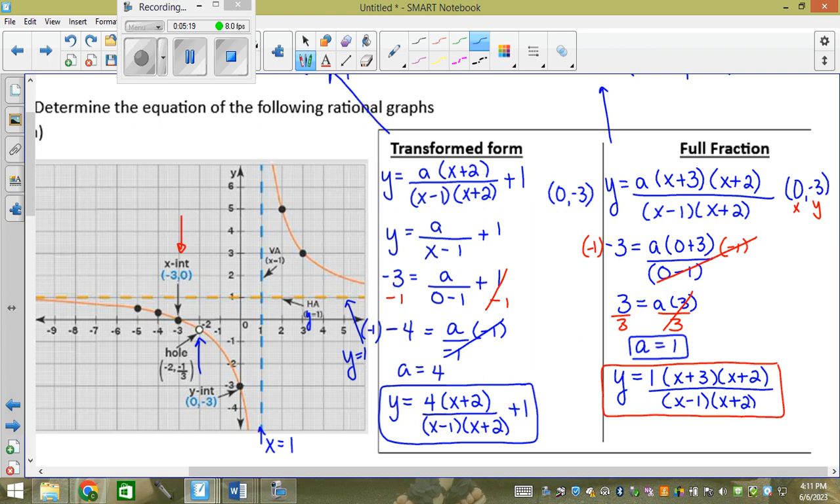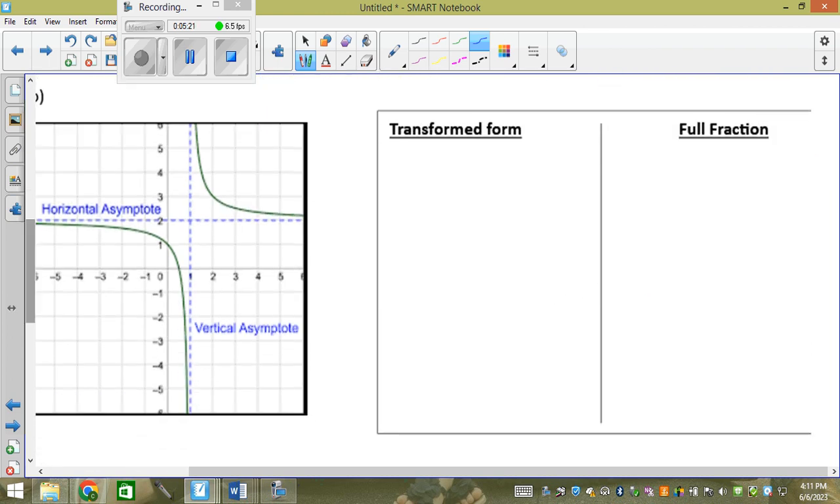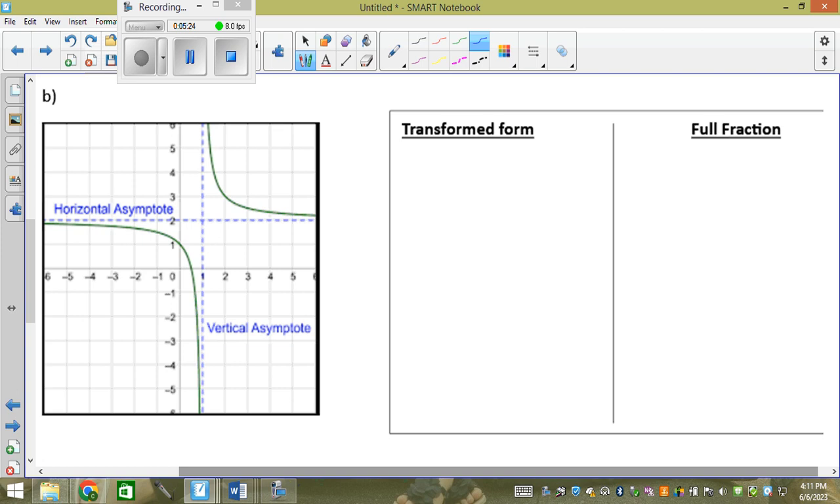Well, what if they give me just a rational and no point of discontinuity, which is this one here? Still follows the same format. Transformed form is y equals a over vertical asymptote.